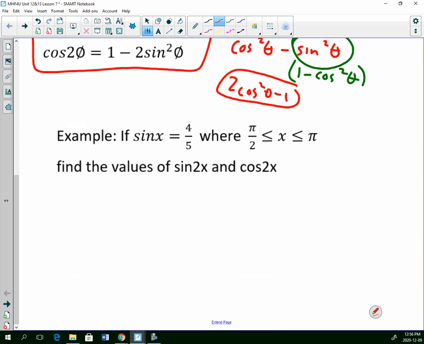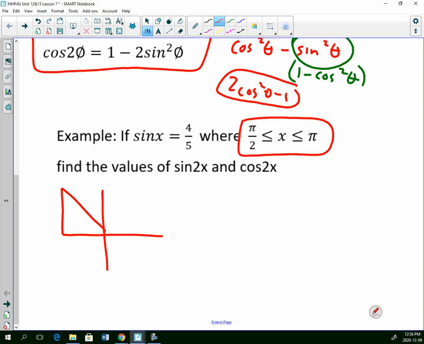We have been given sine x equals 4 over 5, and it gives us the quadrant that we can find x. So we're going to start by drawing a diagram. It is in quadrant 2, because it is between pi over 2 and pi. So that's where angle x is. We've been given the opposite side and the hypotenuse, because we have sine. And then we would use Pythagorean theorem to find the missing side.